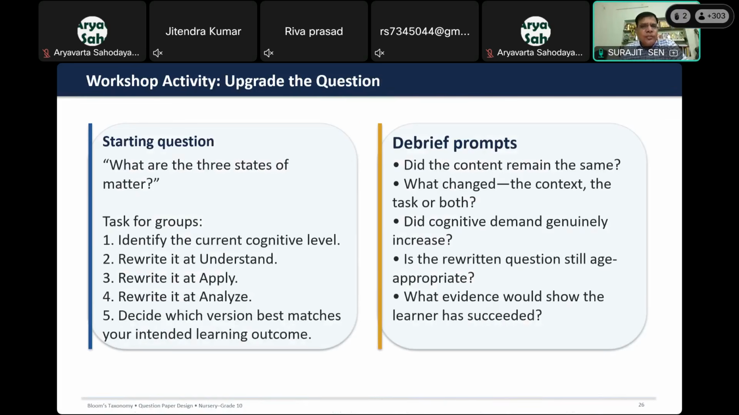Activity: upgrade the question. Starting question: what are the 3 states of matter? If you can make a question like this, ask for groups. This is actually a work, but right now we cannot do it. The time is not there. Identify the current cognitive level from here, rewrite what it understands and all these things.